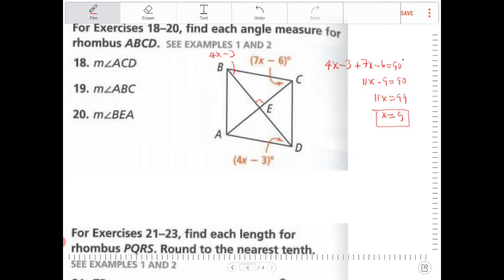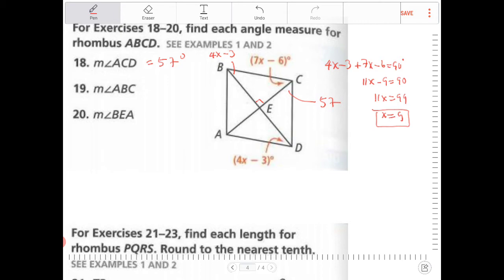All right, so now let's really answer the question. ACD is this angle over here. So I want to take 9 and plug it back into that. That's 7 times 9, that's 63. 63 minus 6 is 57. So that means ACD is equal to 57.